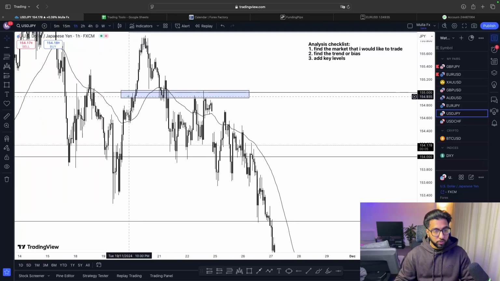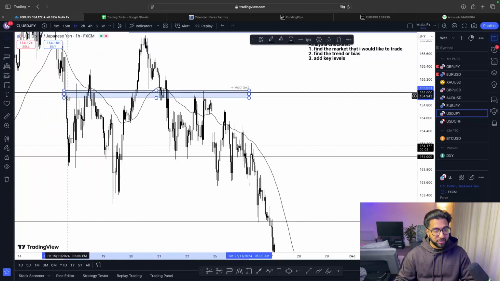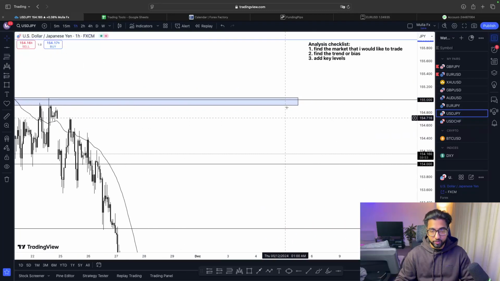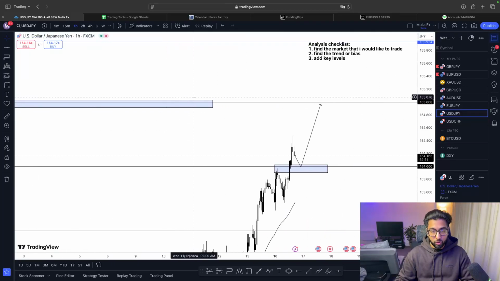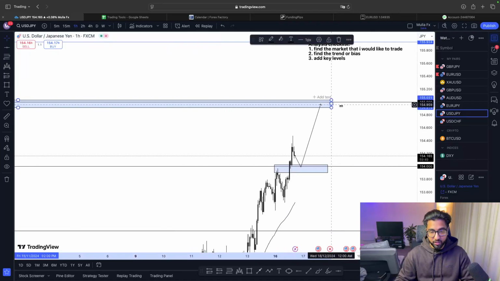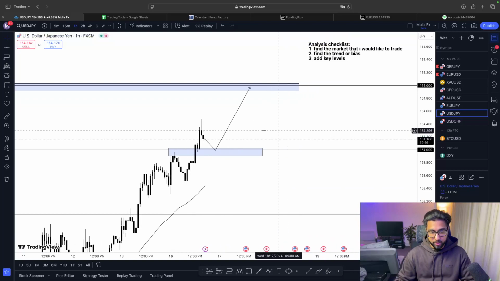Is it a good zone? Yeah, as long as we get more than 3 reactions. So we've got 1 reaction here, 2 reactions here, 3, 4, 5, 6 reactions within this area. So very, very strong magnet this is. Cool. So that's my target, right?